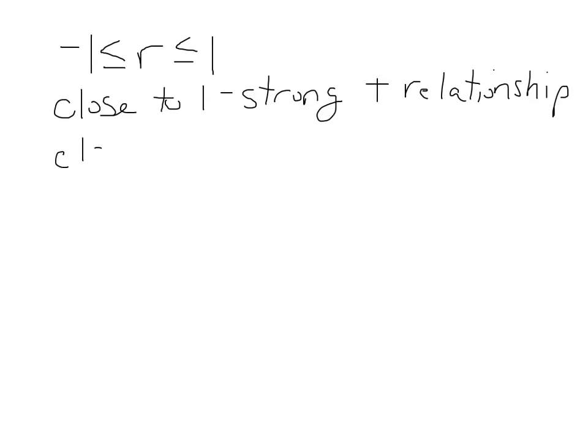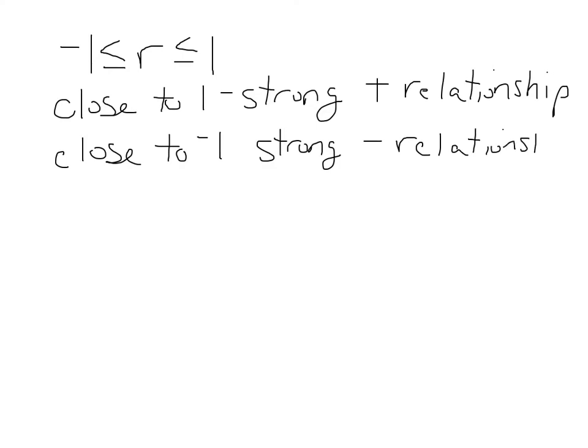The closer you are to -1, you have a strong negative relationship, meaning that they don't like the same things, they like the opposite of the same things. The one person likes something, the other person doesn't like it. What the other person likes, the other person doesn't like. They have an opposite relationship. It's still a strong negative relationship.